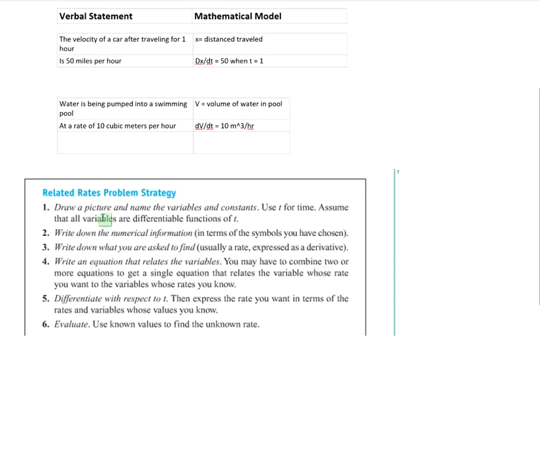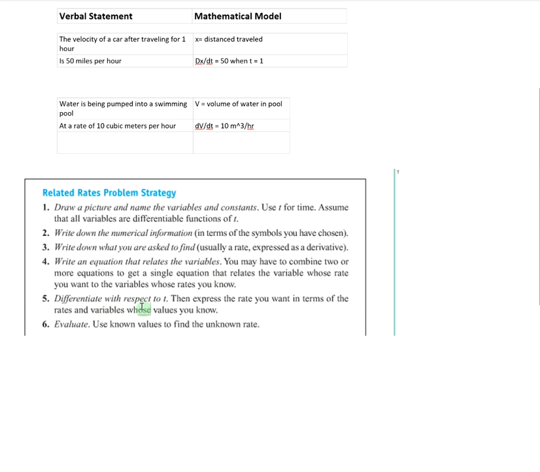Now here are some strategies that I think will be helpful. Draw a picture and name the variables and constants, if it warrants drawing a picture. Use t for time. Write down the numerical information. If you know something is 50 miles per hour, write that down. Write down what you are asked to find, usually a rate. Then you'll write an equation that relates the variables. You'll see what that means when we look at our problems.